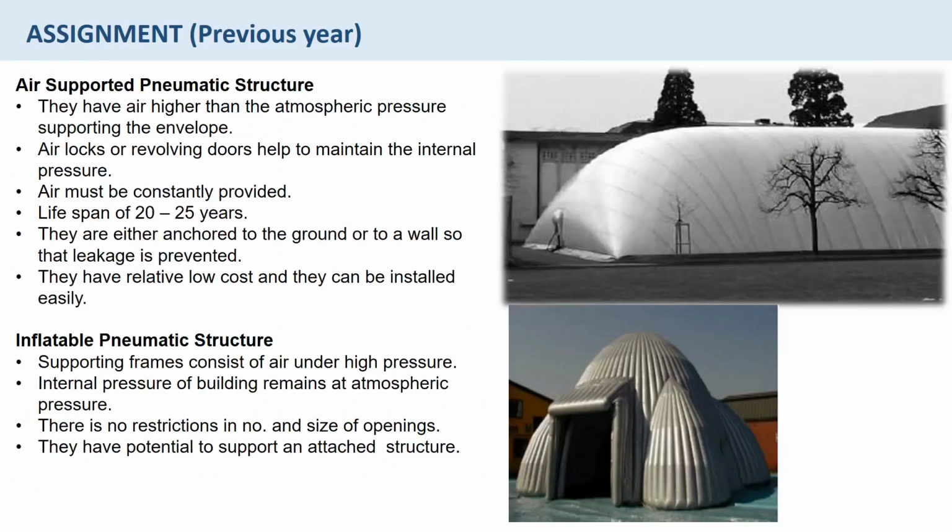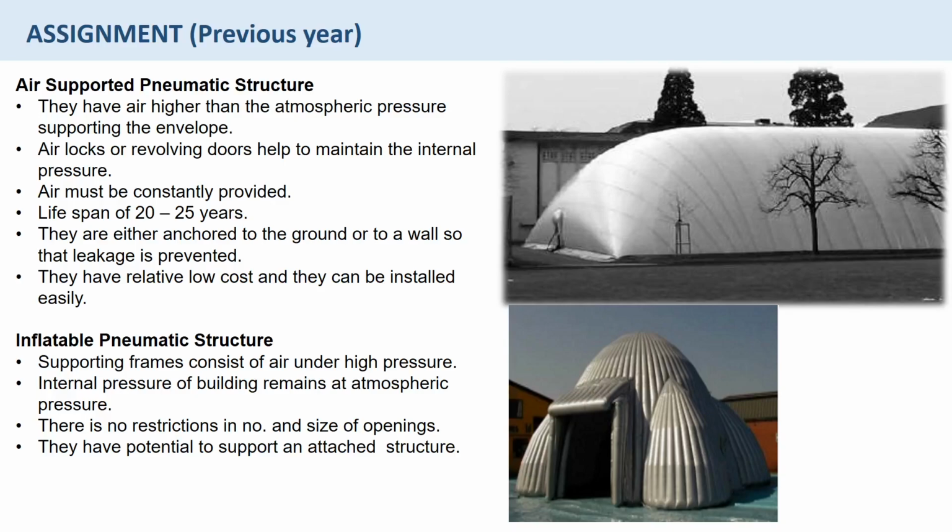Then air supported pneumatic structure and inflatable pneumatic structure. So air supported pneumatic structures have higher than the atmospheric pressure which supports the envelope. Air locks or revolving doors help to maintain the internal pressure. Air must be constantly provided in these structures. The lifespan of these structures is around 20 to 25 years. They are either anchored to the ground or to the walls so that leakage is prevented. They have relatively low cost and they can be installed easily.